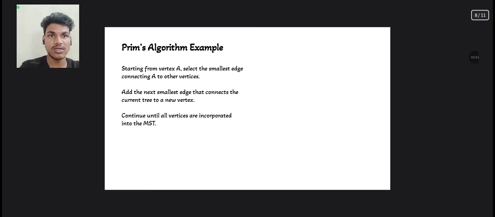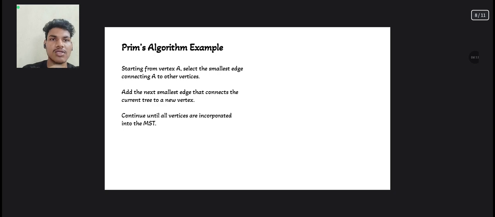Like Prim's algorithm example, there are some examples for Prim's algorithm. Starting from a vertex, select the smallest edge connecting to other vertices. Add the next smallest edge that connects the current tree to a new vertex, continuing until all vertices are incorporated into the MST.